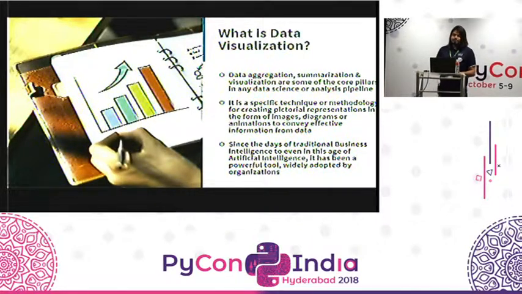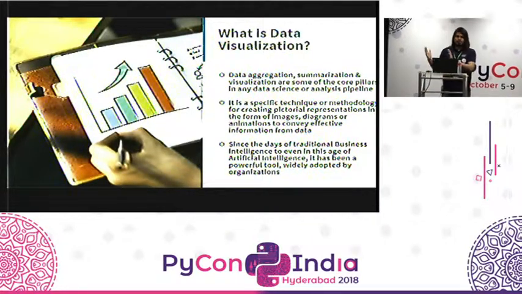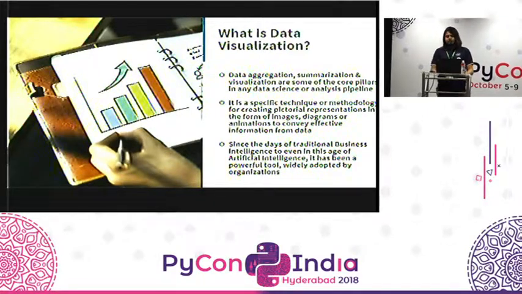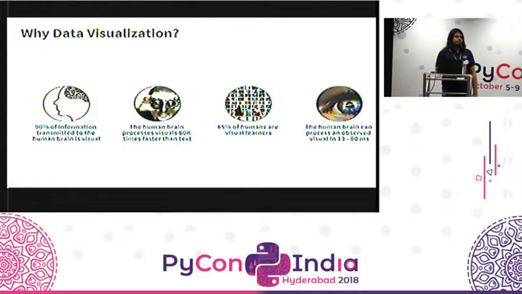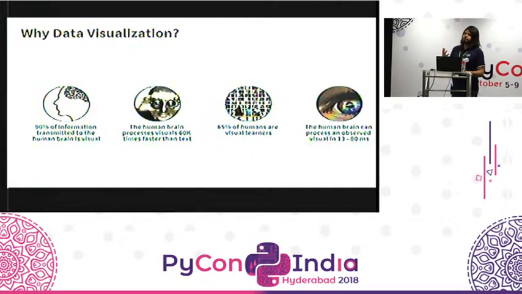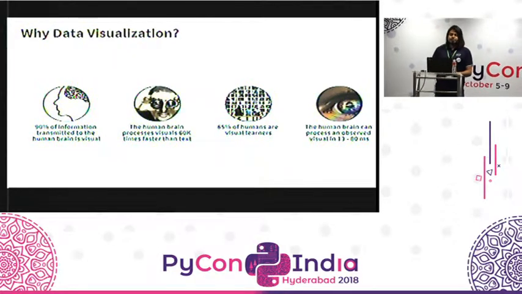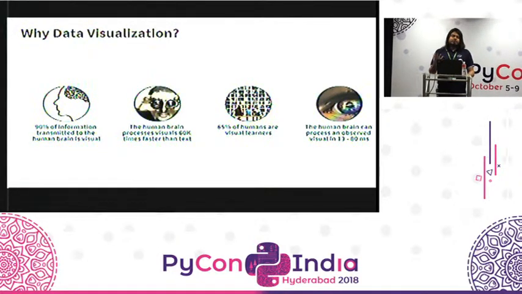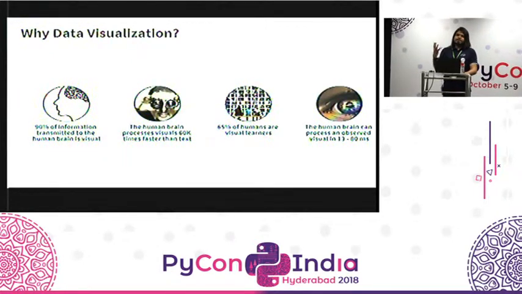Since the days of traditional BI, or business intelligence, into the age of AI as we advance artificial intelligence, it's still a very powerful tool because you can communicate information effectively, and we as humans have been wired to find patterns from data. We process visual information really well, as you can see in these stats: 90% of the info transmitted to the human brain is visual, and we can process visuals almost 60,000 times faster than text data. If you see any image, within a fraction of a second you can understand what the image is trying to convey.